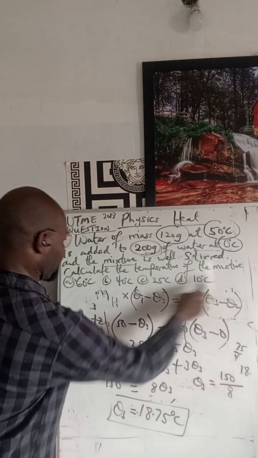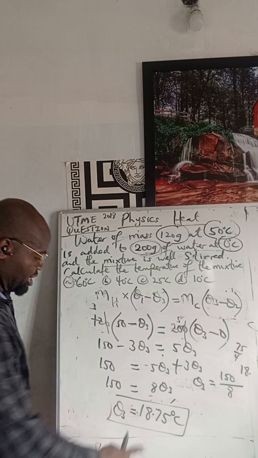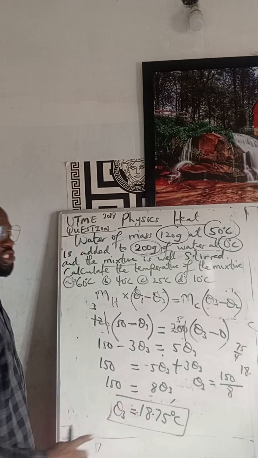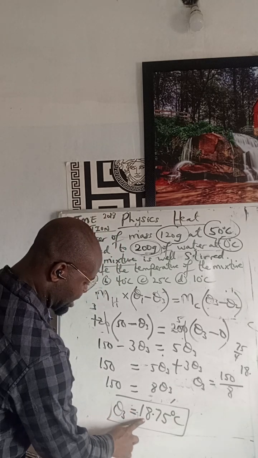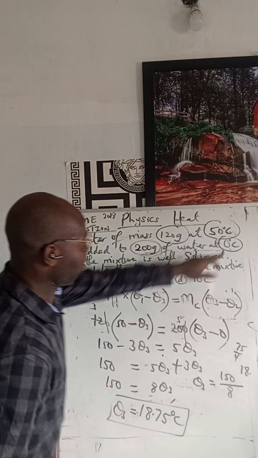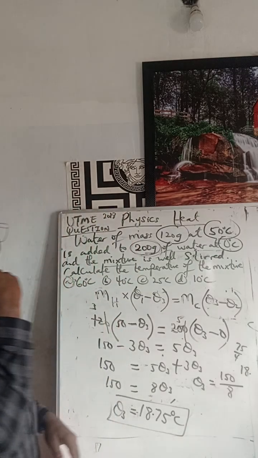The option is not there, which means sometimes the option may not be in the series. So this is the correct answer. The final temperature of the mixture is 18.75. You can see that the temperature is in between the cold temperature and the hot one, around 18.75 degrees Celsius.